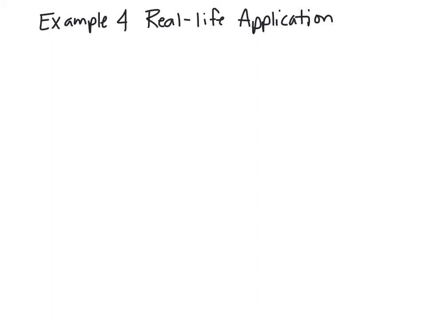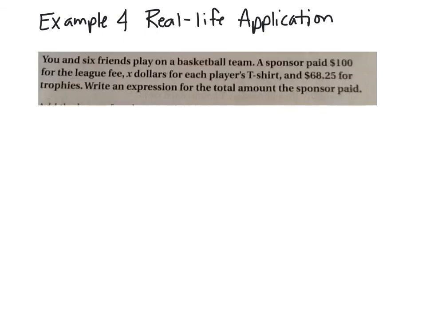All right, now that you're done laughing, example 4 is the real life application. If you want to follow along in your book, it's on page 129. And that was a total misprint. It is not example 4, it's example 3. So it says you and 6 friends play on a basketball team. A sponsor paid $100 for the league fee, X dollars for each player's t-shirt, and $68.25 for the trophies. Write an expression for the total amount the sponsor paid.